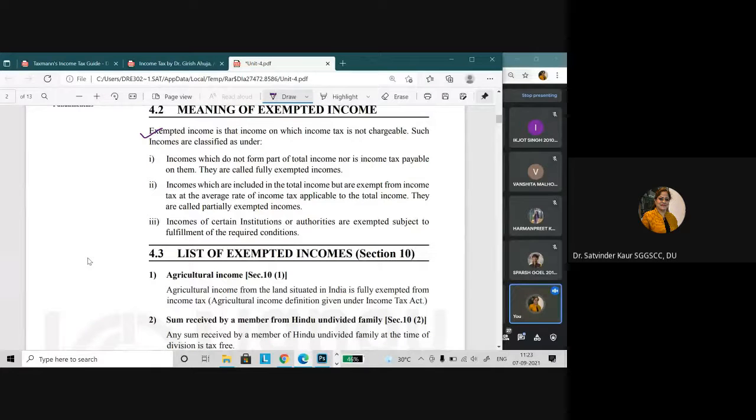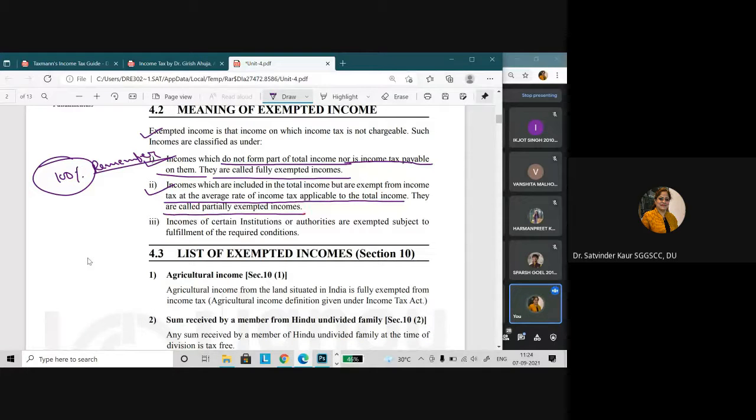So all those incomes which do not form part of total income, nor is income tax payable on them, are called fully exempted incomes. We need to remember that these particular incomes are not going to be taxable at all. It means 100% exemption is available on those incomes. There are certain incomes which are taxed at the average rate of tax. So they are called partially exempted income.